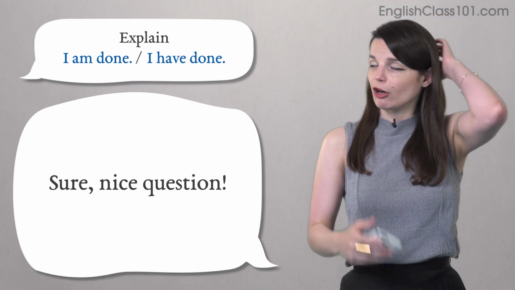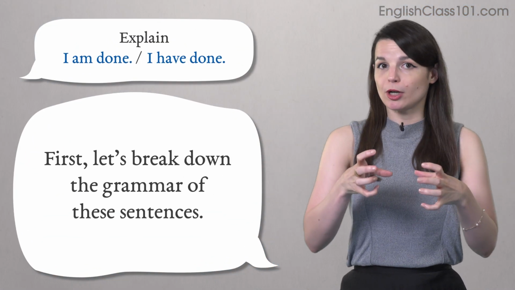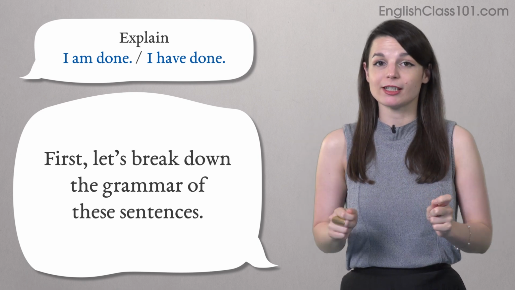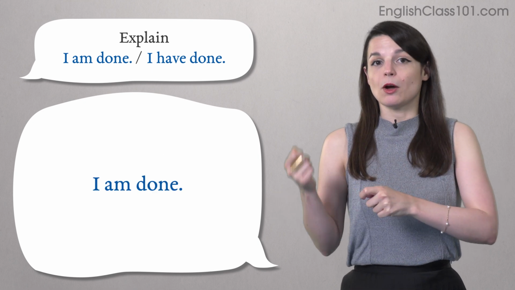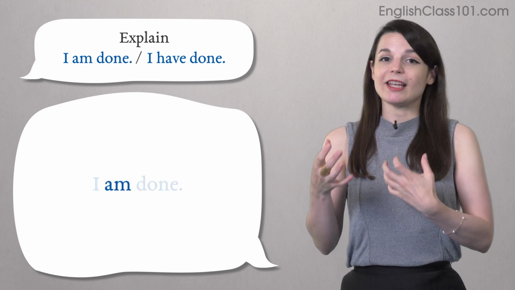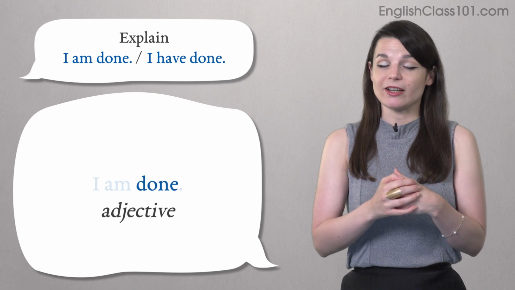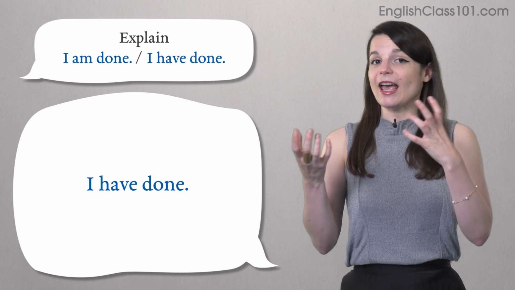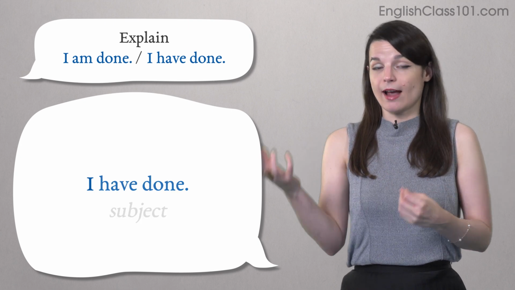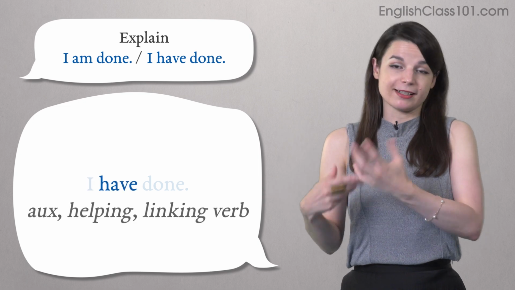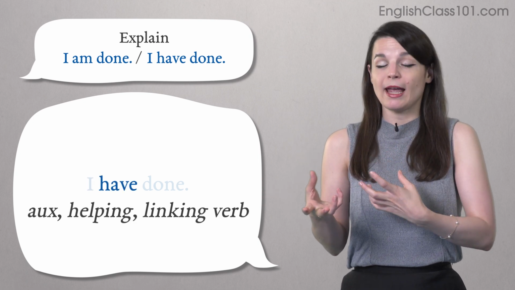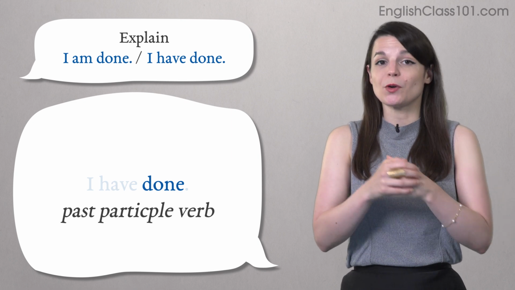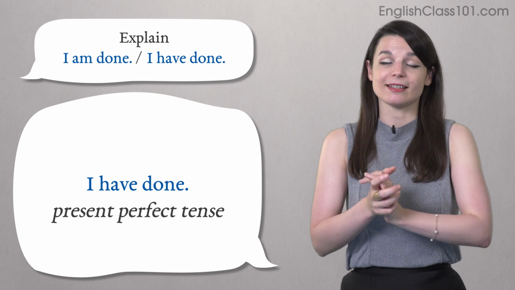Sure, nice question. First, let's break down the grammar of these sentences so that we can understand the basic differences. First, I am done. So I is our subject, am is our verb, and done is our adjective. I am done is a simple present tense statement. I have done, on the other hand, is I, our subject, have, our auxiliary or helping or linking verb, and done, which is the verb in the past participle form. So this is a present perfect tense sentence.